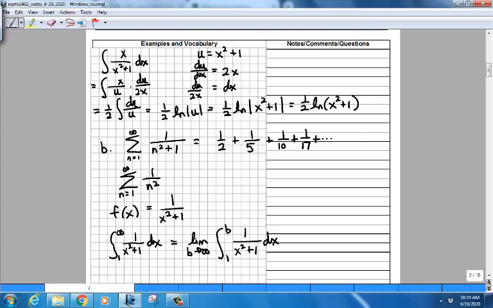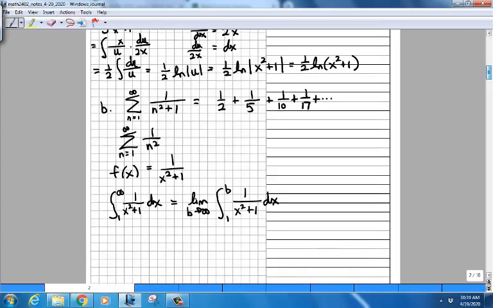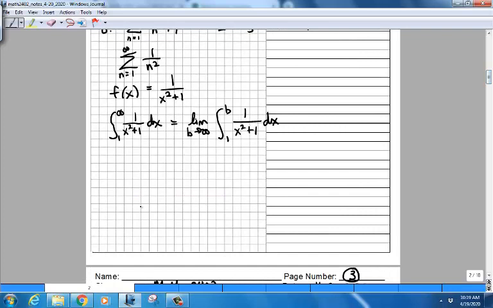And now, just like before, I need to see if I can find the antiderivative of 1 over x squared plus 1. And now that you've gotten so good at integration, you're going to immediately recognize how to find the antiderivative of 1 over x squared plus 1. You're not going to try to use substitution, correct? You're not going to try to use partial fractions to integrate 1 over x squared plus 1.